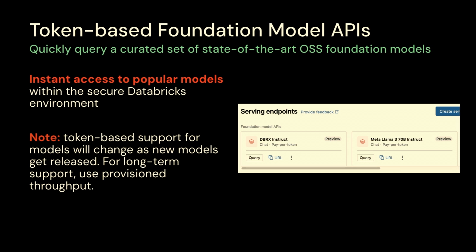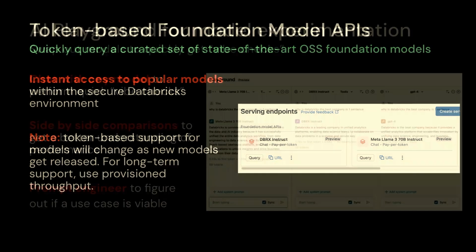If you truly want to use these models in production, you need to switch to provisioned throughput where you're getting dedicated compute for those, and then you can get more guarantees on your latency, availability, and performance with those models. So we'll show that in a second.